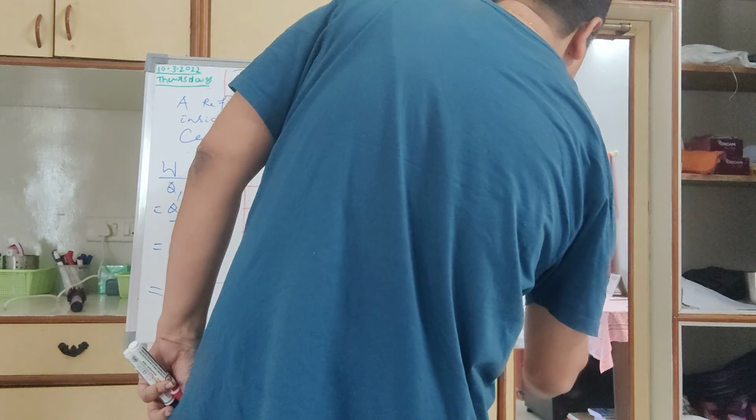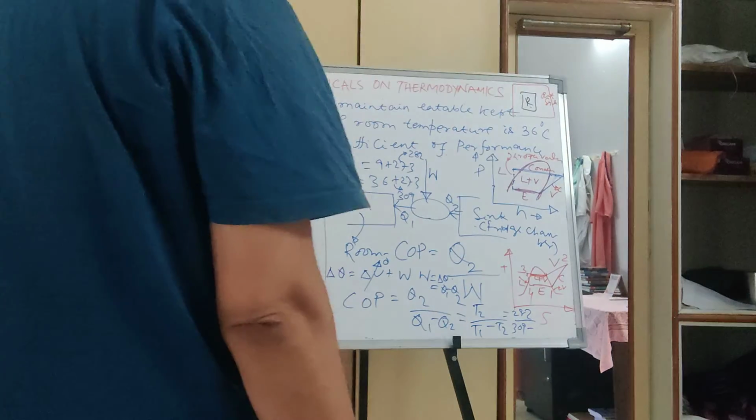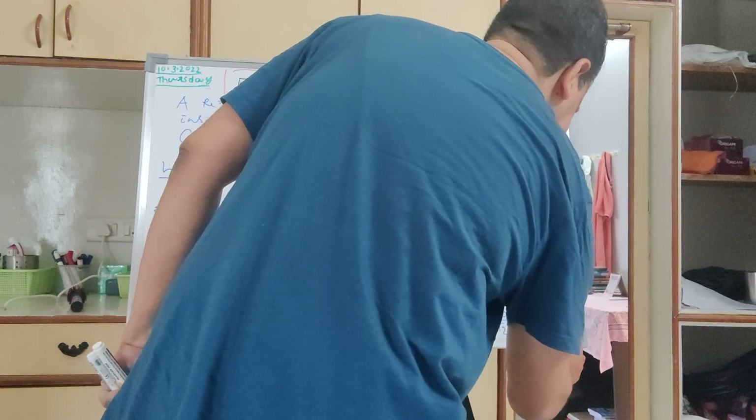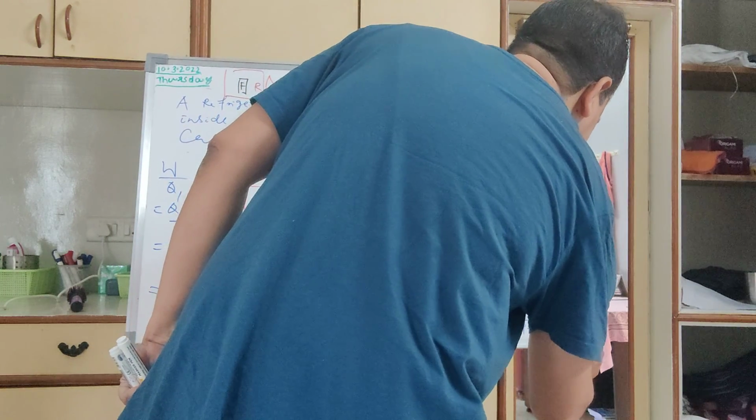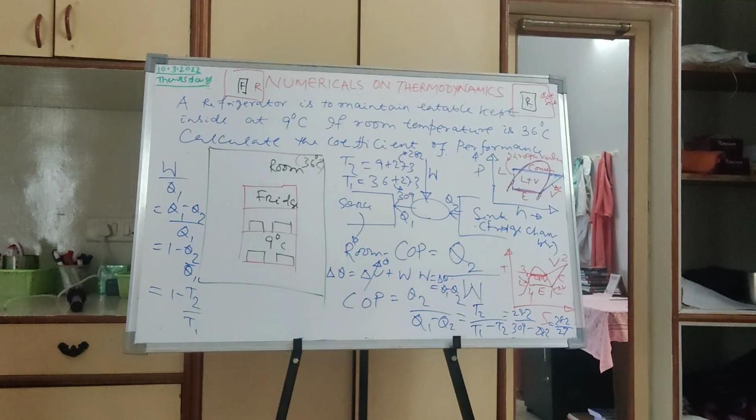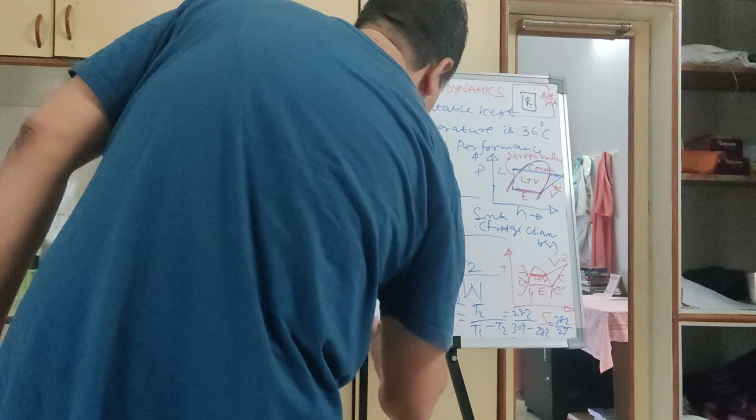So this becomes 282 divided by 309 minus 282. So this becomes 282 divided by 27, right? So how much are you getting? 10.4. So COP is equal to 10.4.